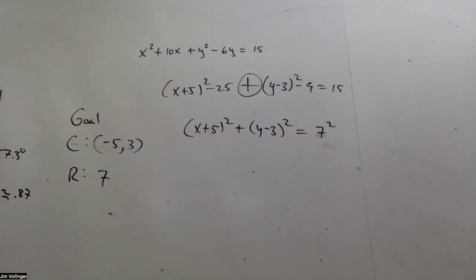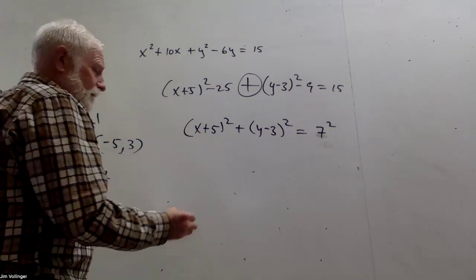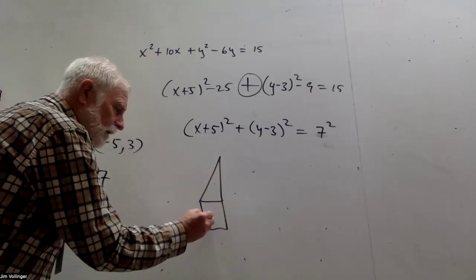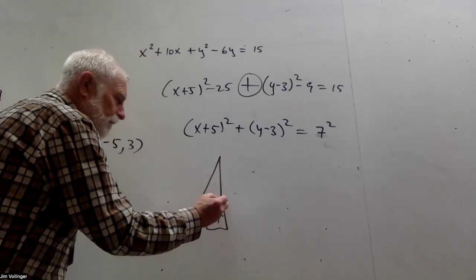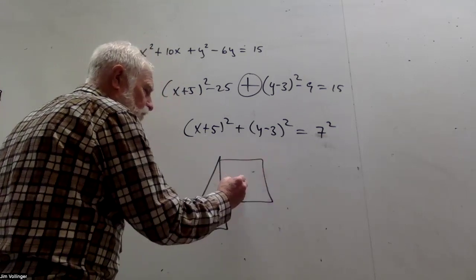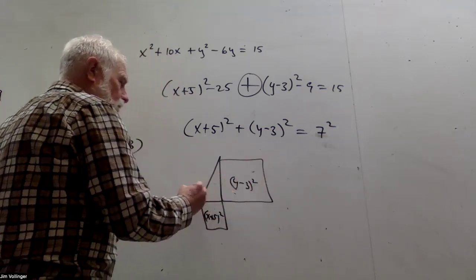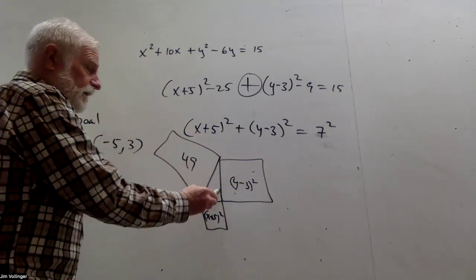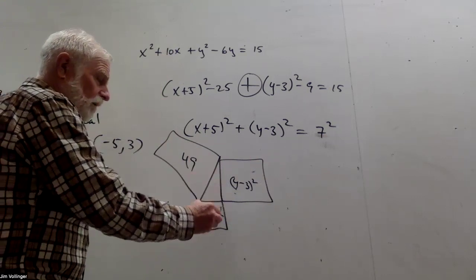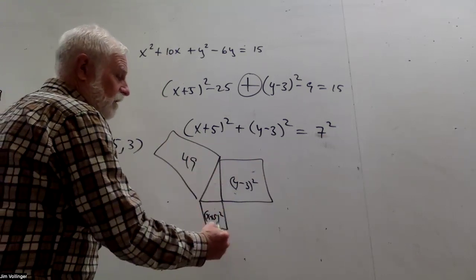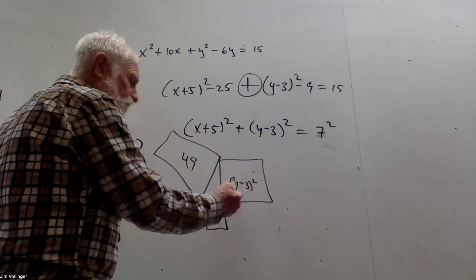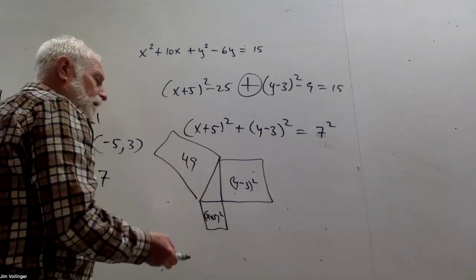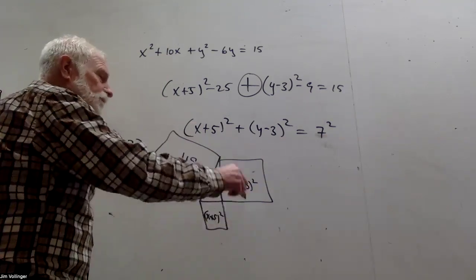What were we doing in the last problem? Put triangles in a circle? Well, here's a triangle for you. Guess what that area is? X plus 5 squared, y minus 3 squared, 7 squared. Now, as the altitude gets smaller, that implies that this has to get bigger. As this square area gets smaller, this one's got to get bigger because that's constant. And you get this possible rotation.